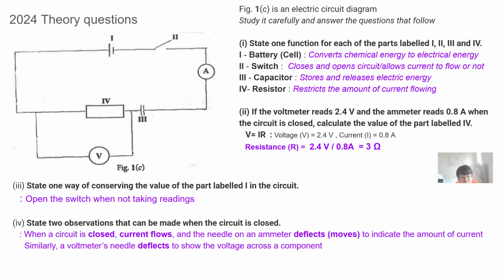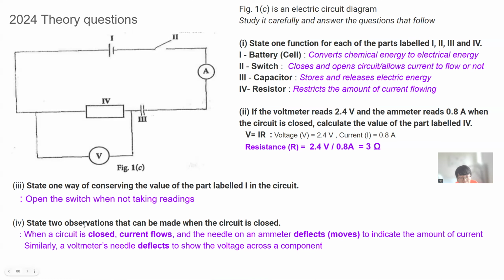And the third question: state one way of conserving the value of the part labeled 1 in the circuit. One way you can do it is by opening the switch when not taking the readings. It's a way to conserve energy in a battery.